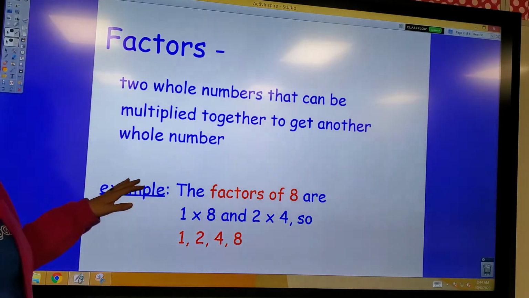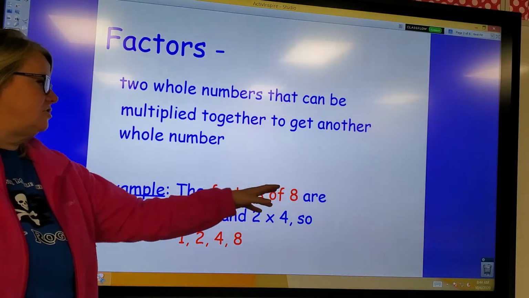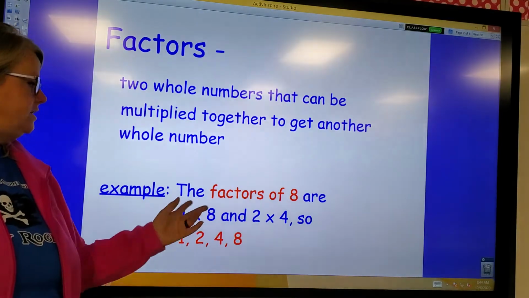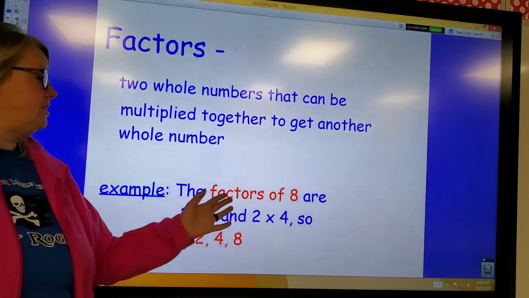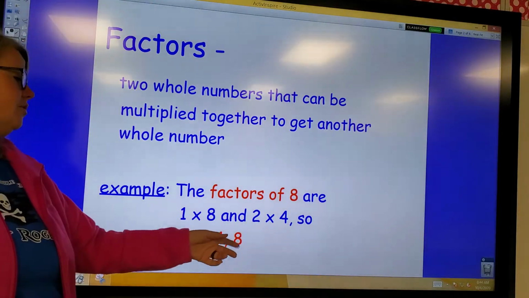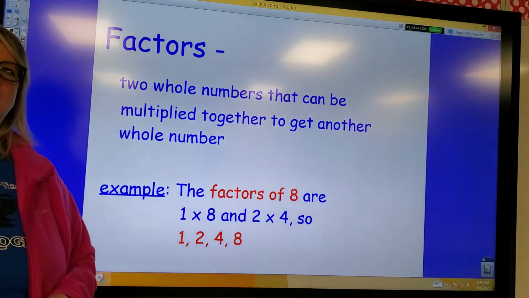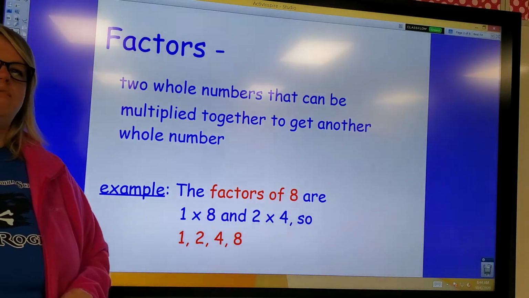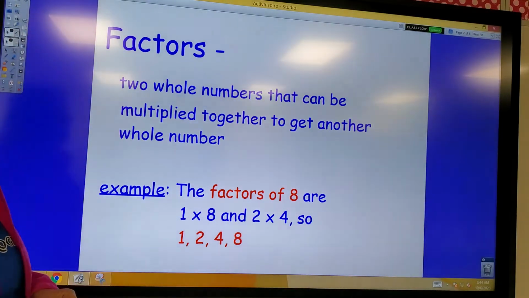And an example of some factors, the factors of 8. You could get 8 by doing 1 times 8. You could get 8 by doing 2 times 4. So the list of the factors is 1, 2, 4, and 8. And we've had some practice listing factors this year when we were finding the greatest common factor, the GCF, on DMR before.